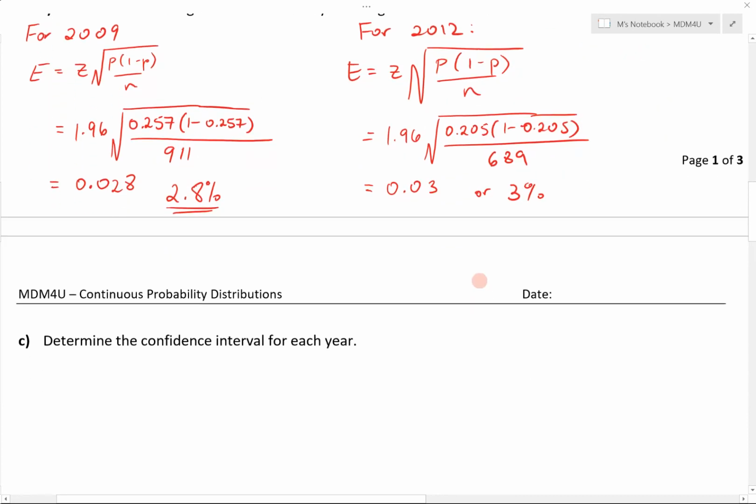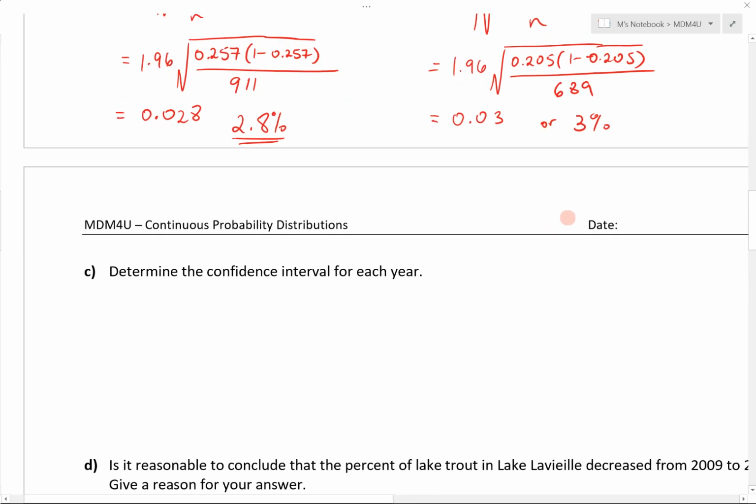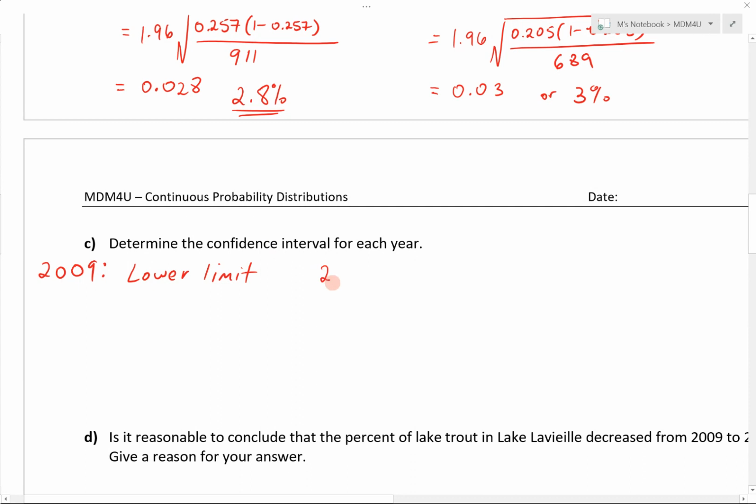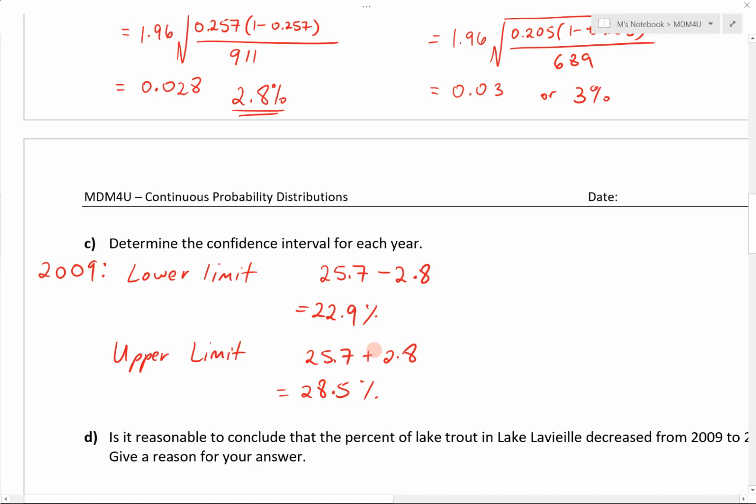Part C, determine the confidence interval for each year. So for an interval, we're looking at a lower limit and an upper limit. So for 2009, the lower limit would be the mean value, and we calculated the probability of lake trout being caught is 25.7%. So if the probability is 25.7%, with a margin of error of 2.8%, then I'm going to subtract 2.8% to get my lower limit, and that's going to be 22.9. The upper limit will be 25.7 plus the 2.8% margin of error, which would result in 28.5 as my upper limit. Okay, so the confidence interval is between 22.9 and 28.5%.